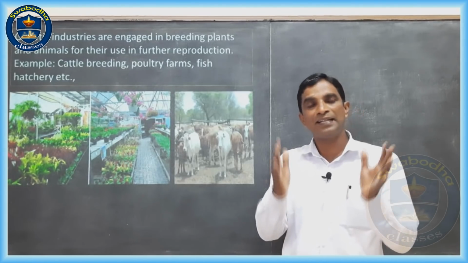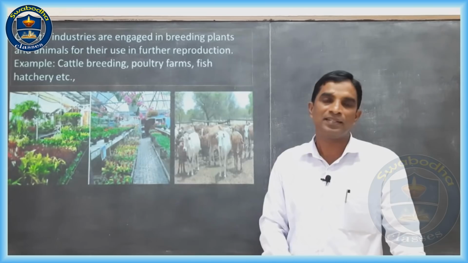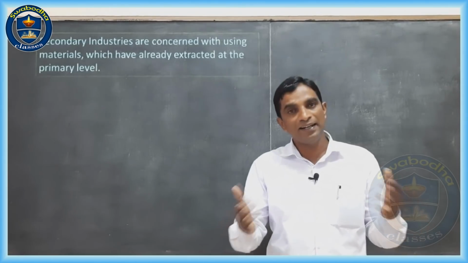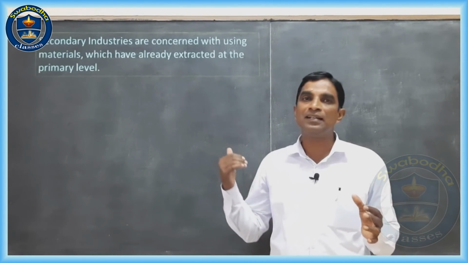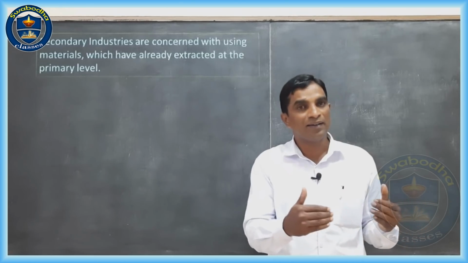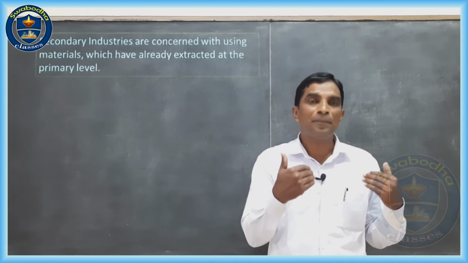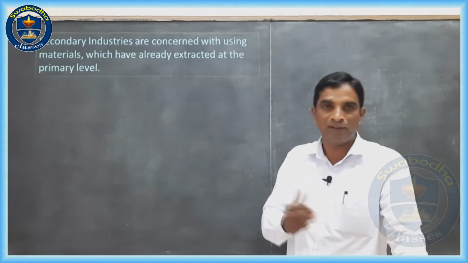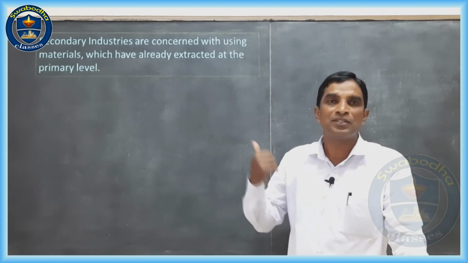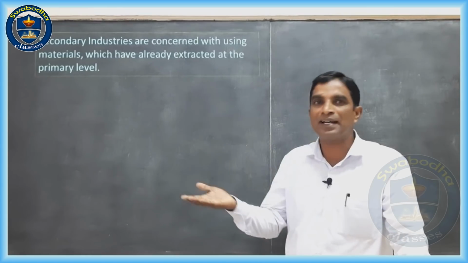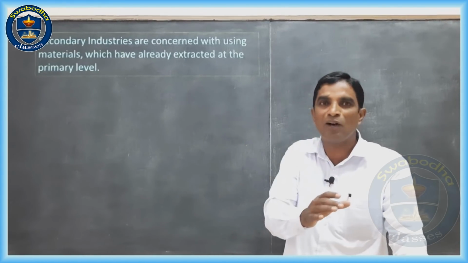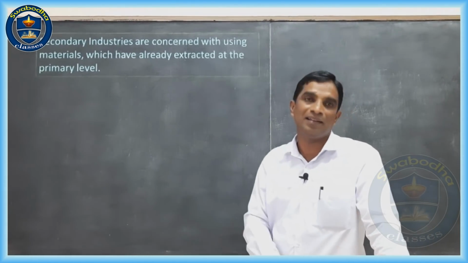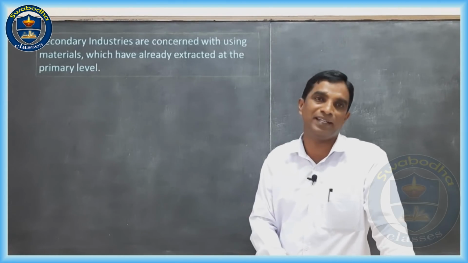Now we see the second main type under industries: secondary industries. Secondary industries use materials which have been extracted or removed by the primary industries. They have already been extracted at the primary level or received from it. Here they do the next continuation work. If they get raw materials from the primary sector, they use those materials for higher level production or manufacturing.